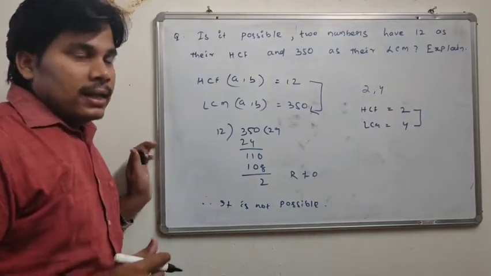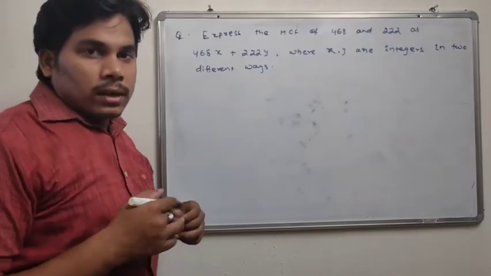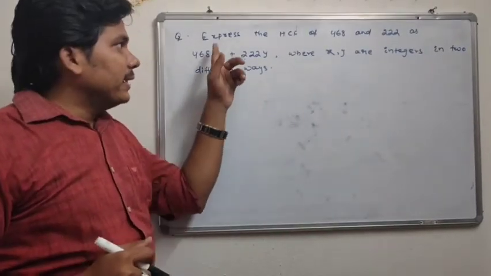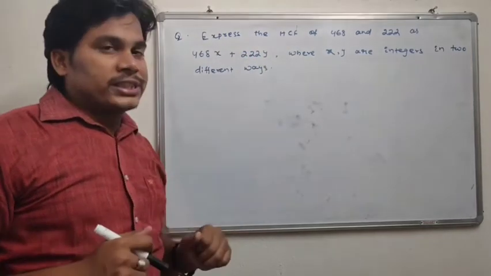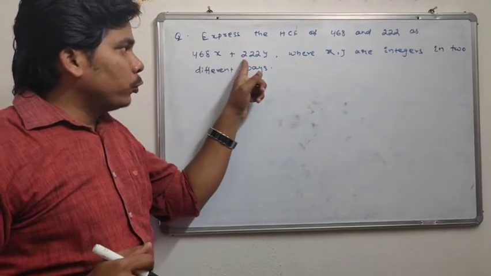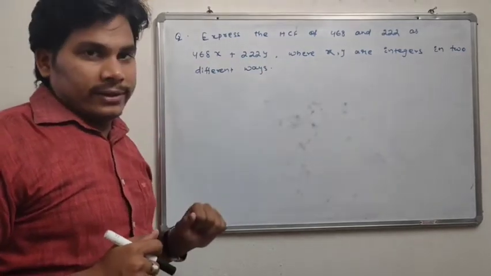Understand, my students? Now we'll go to the next question from your doubt section. Now, dear student, the second question of your doubt section is: express the HCF of 468 and 222 as 468x plus 222y, where x, y are integers, in two different ways.